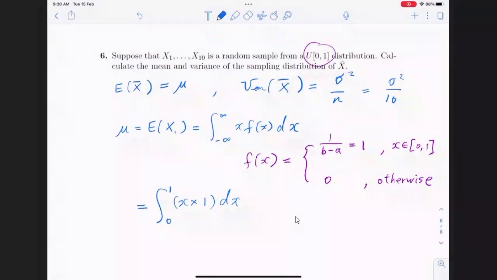And the rest will be elementary calculus. We are integrating x. So it is equal to x squared over 2, evaluated from 0 to 1, and equal to half. So this is how we obtain the population mean for this uniform distribution. Okay?